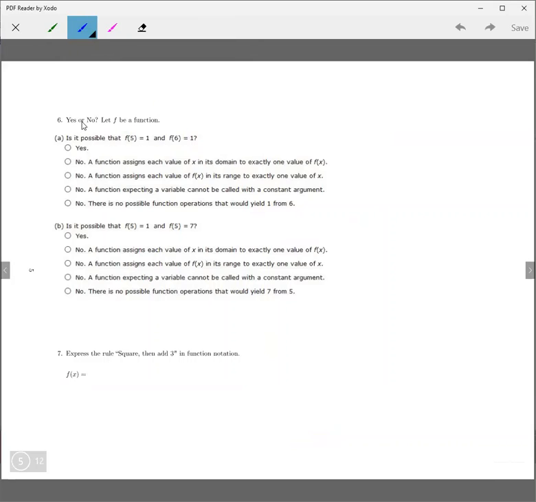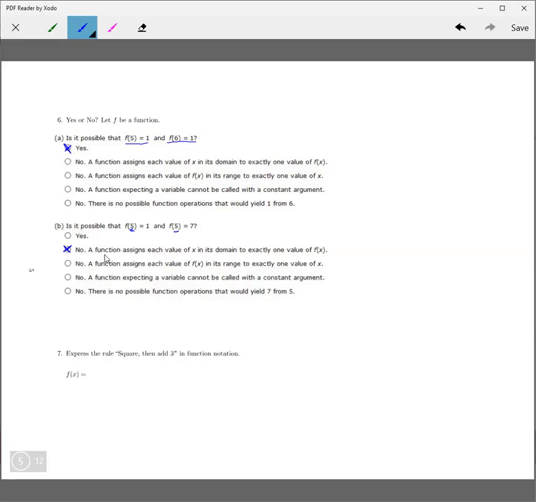Number 6, yes or no? Let f be a function. Is it possible that f of 5 is 1 and f of 6 is also 1? That one is possible, because these are 2 different values. The 5 and the 6 are 2 different values. But here the 5s are the same, so that can't happen. So the answer here is no.